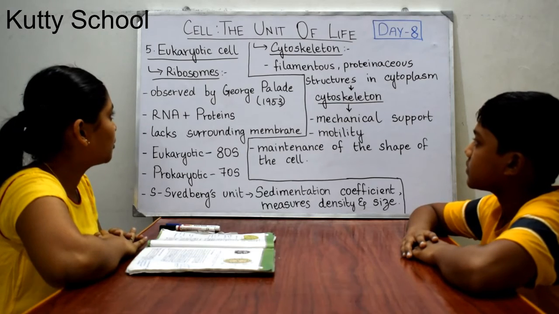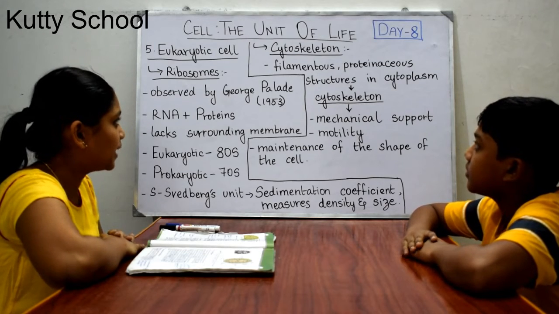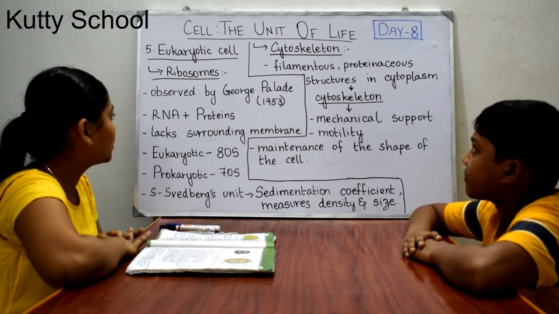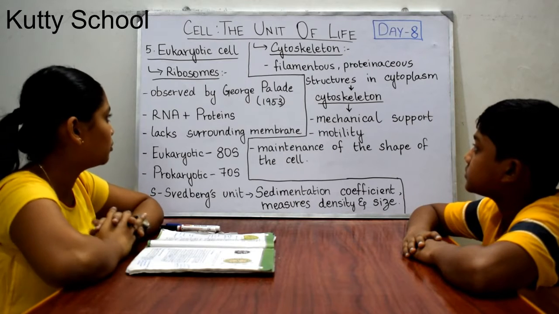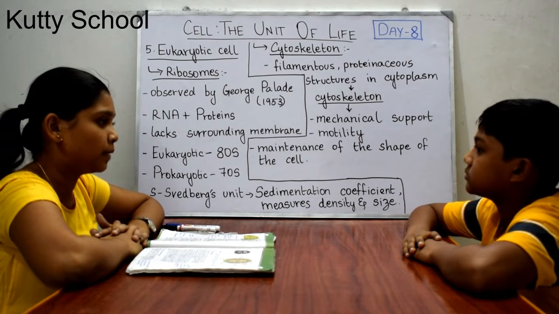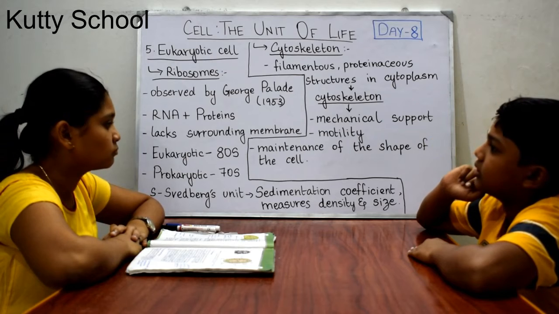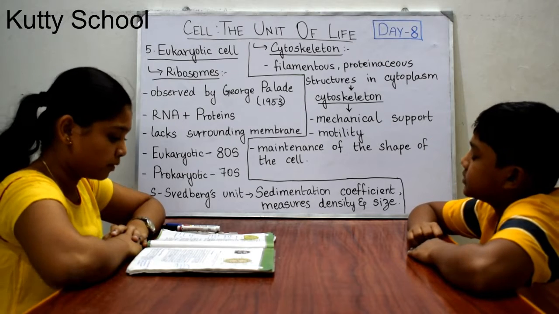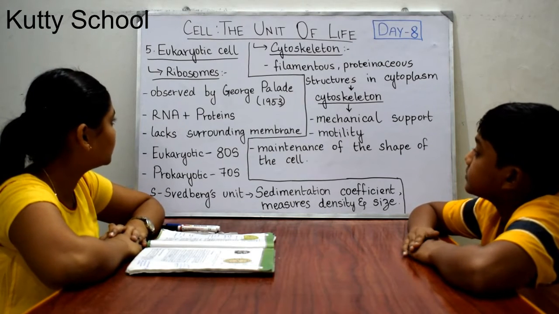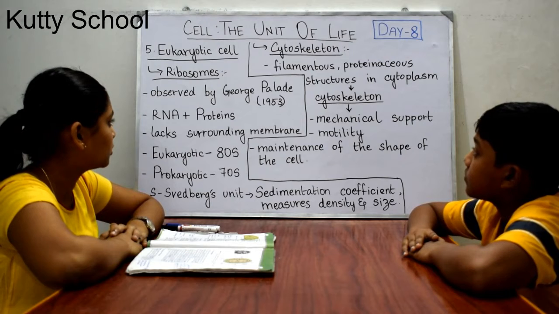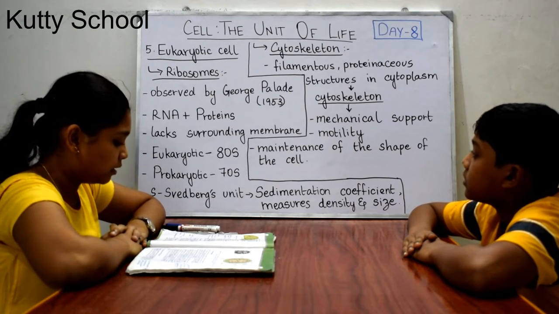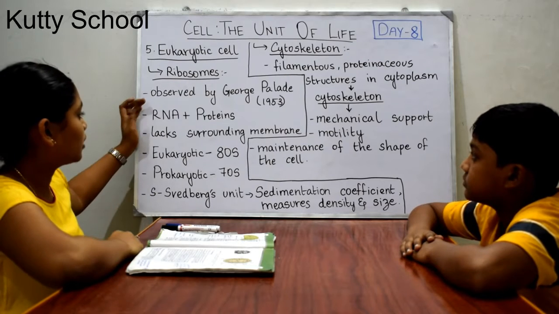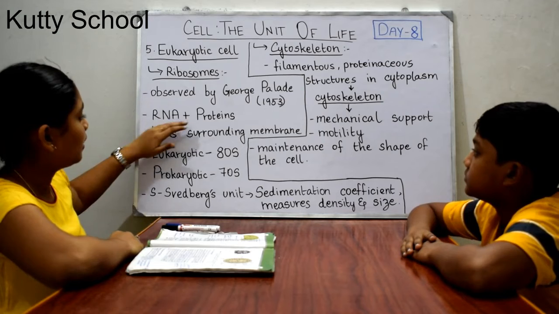So now we are going to see about ribosomes and cytoskeleton present in eukaryotic cells. Here, ribosomes were first observed and discovered by George Palade. We have already discussed George Palade. He observed and discovered these ribosomes in 1953. These ribosomes are composed of ribonucleic acid, that is RNA, and proteins.